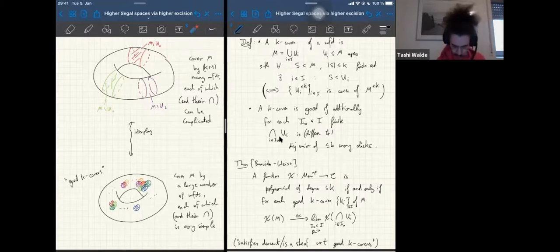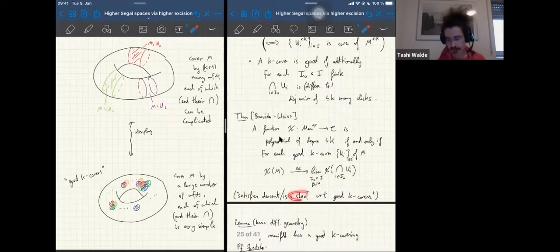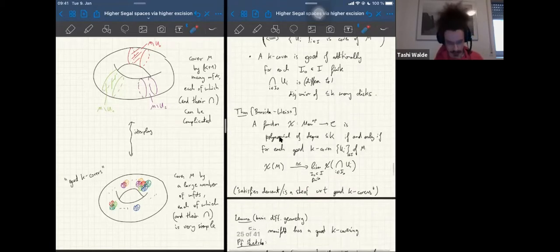It's a polynomial of degree smaller or equal K if and only if for each good K cover the value is given by the limit over all these intersections of this cover. And we would say that it satisfies the Segal condition, or one sometimes would say it's a sheaf with respect to these good K covers.